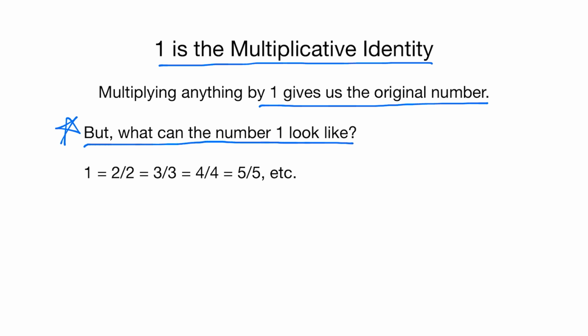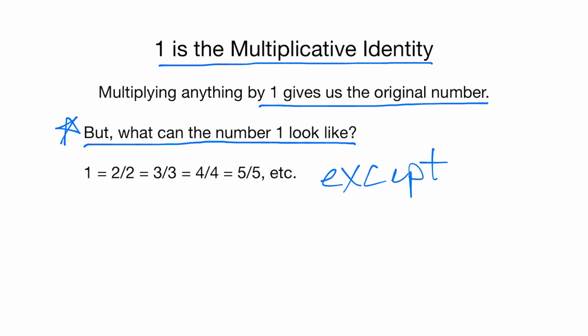What can the number 1 look like? The number 1 equals the fraction 2 over 2, which equals the fraction 3 over 3, which equals 4 over 4, which equals 5 over 5, etc. So we can go on, putting any number in the numerator and the same number in the denominator, and it's the number 1.